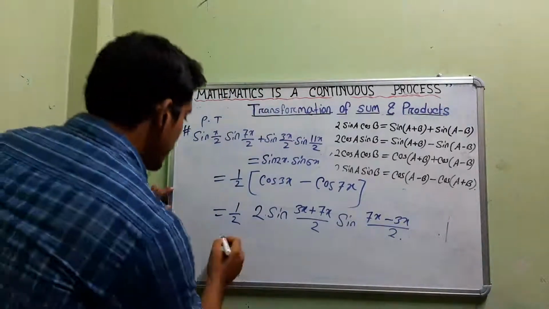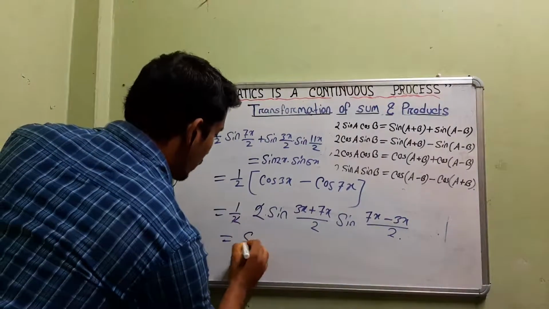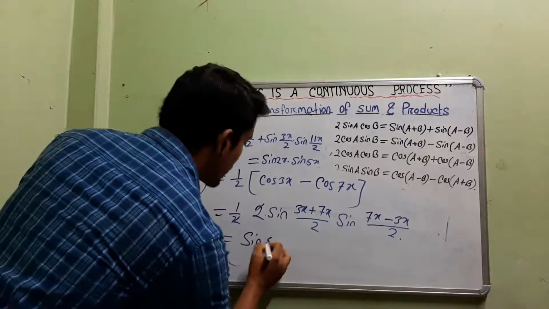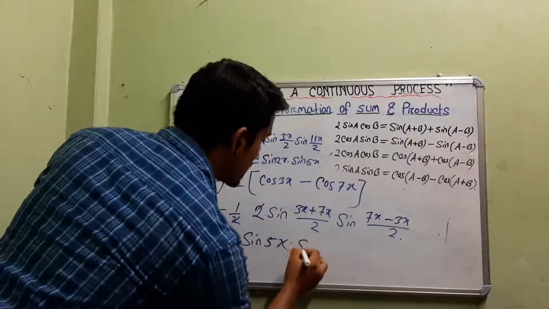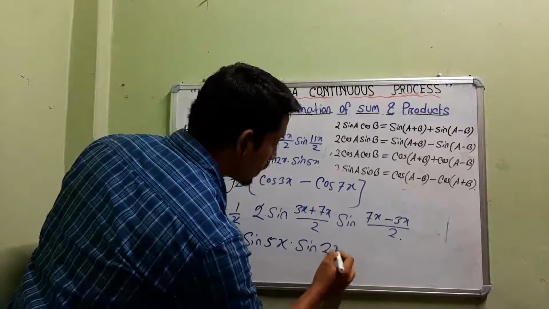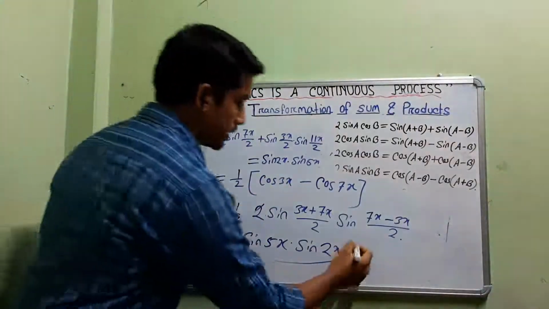What I am getting, you see: this 2 and this 2 will get cancelled. So it will be sin of 3x plus 7x, means 10x, 10x by 2 is 5x. That means sin 5x into sin of 4x by 2, which gives you 2x. So we are getting sin 5x into sin 2x. This is our right hand side.